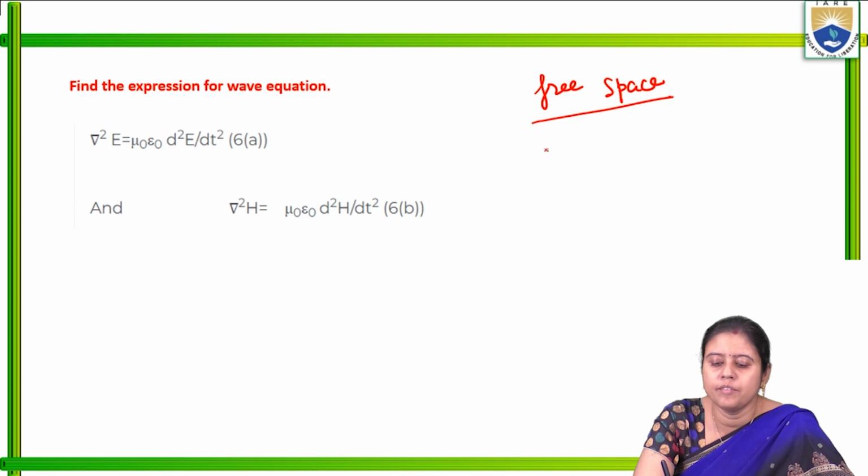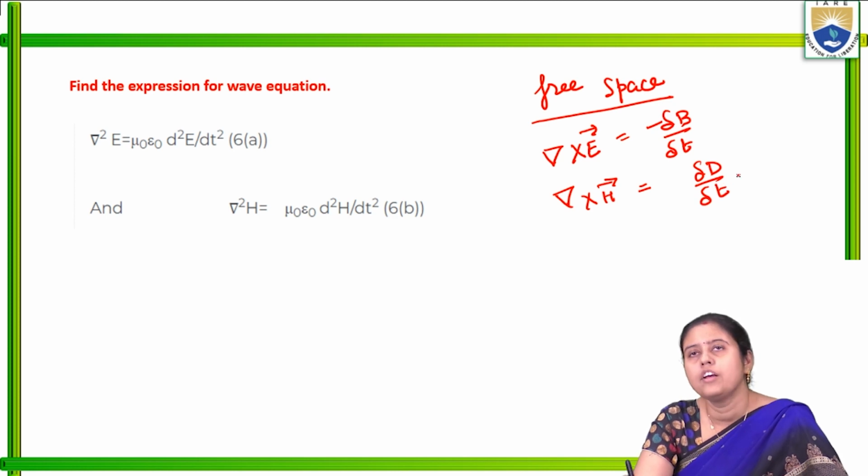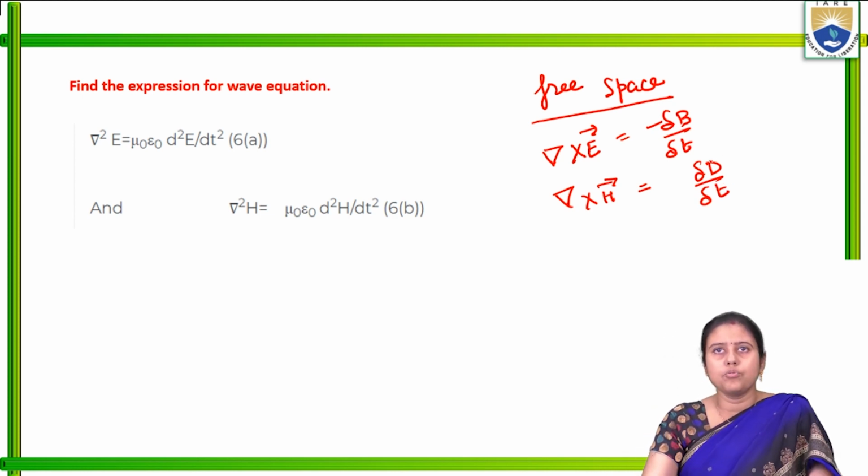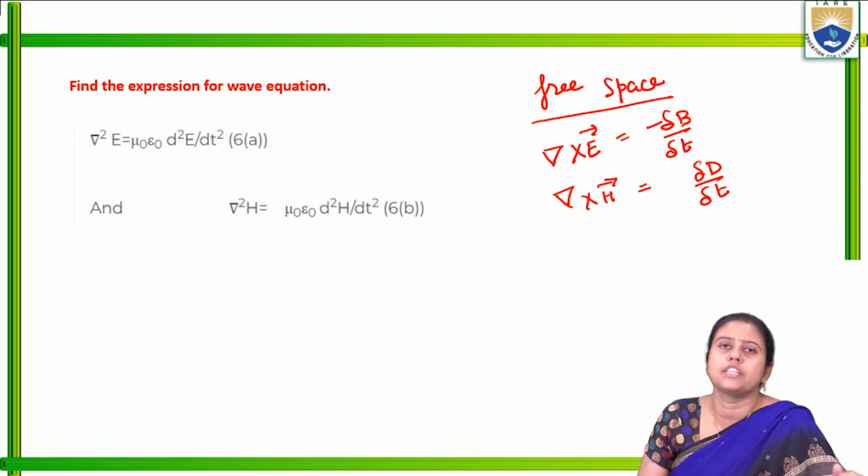We know that we will use two equations: grad cross E is equal to minus del B by del T, and the other equation, grad cross H is nothing but del D by del T. So if we equate these two equations, we can get the wave equation.